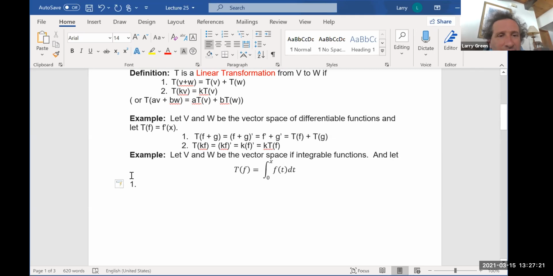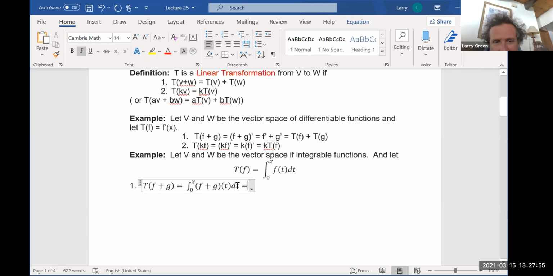I'll do Control Z. There we go. So number 1. I'm going to copy and paste because it's easier. So T of f plus g is equal to the integral from 0 to x of f plus g of t dt.